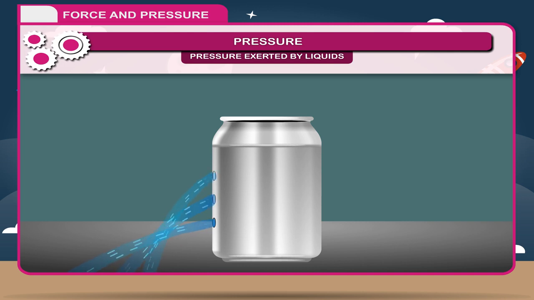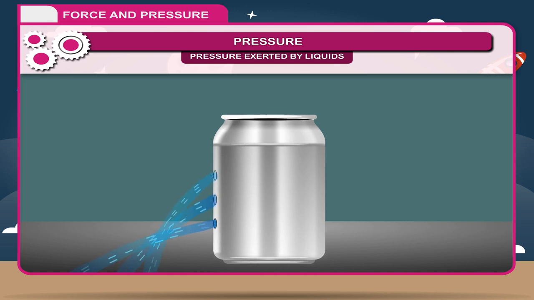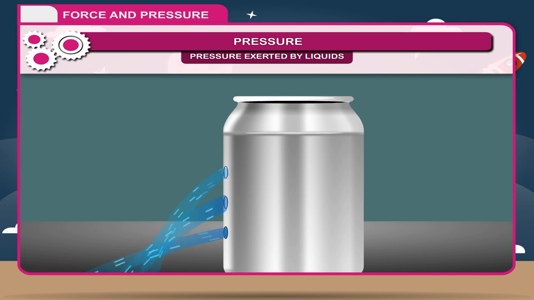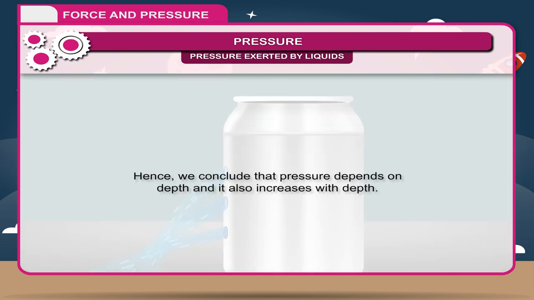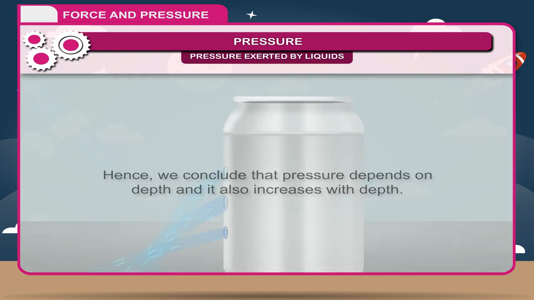You will observe that water rushing out from the lowest hole goes farthest. The water falling from the highest hole falls at the nearest distance. This indicates that pressure of water near the base of the container is maximum. Hence, we conclude that pressure depends on depth and it also increases with depth.